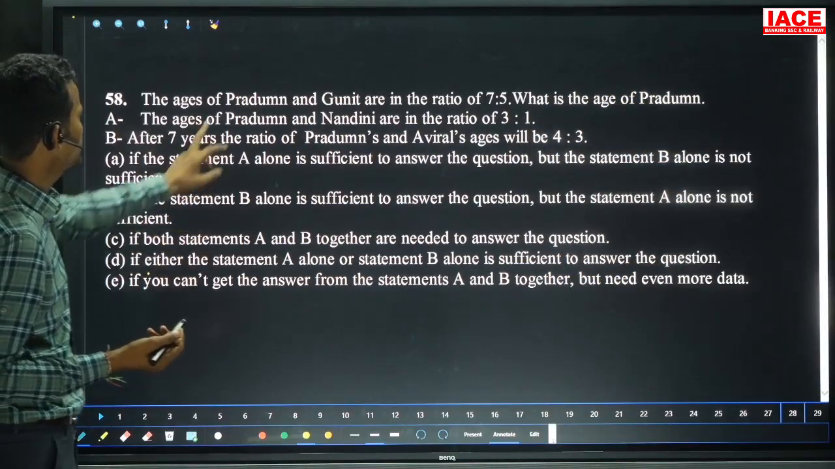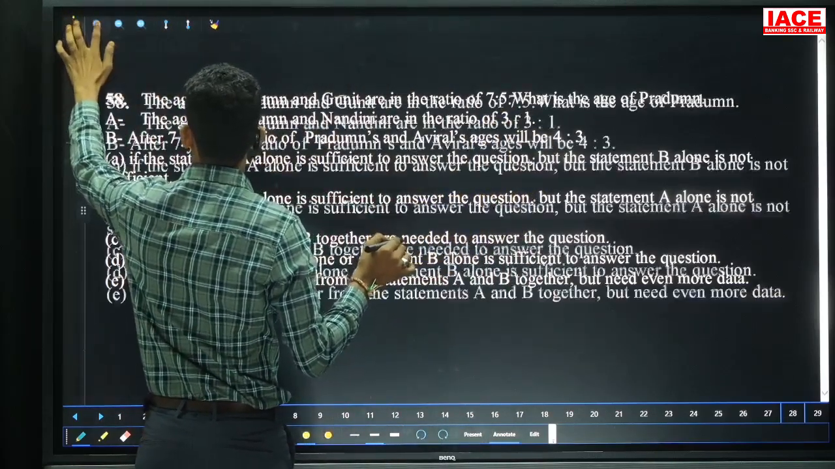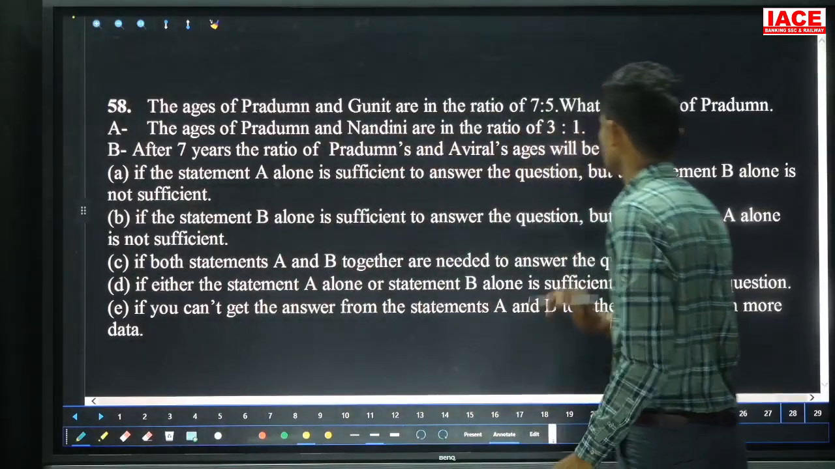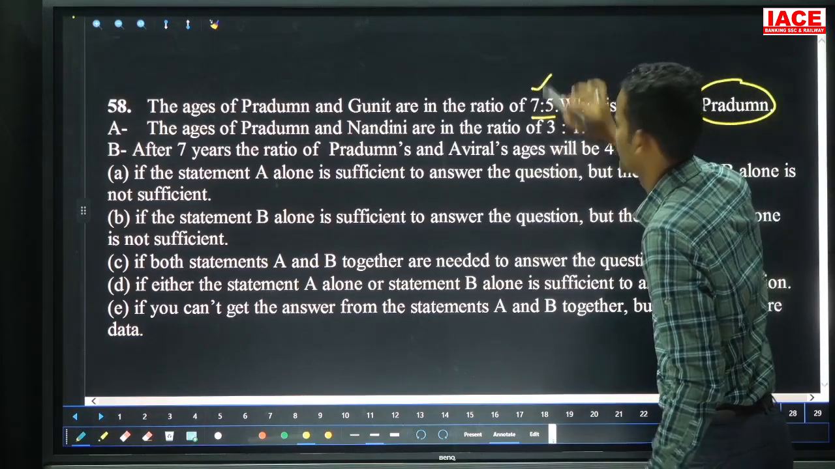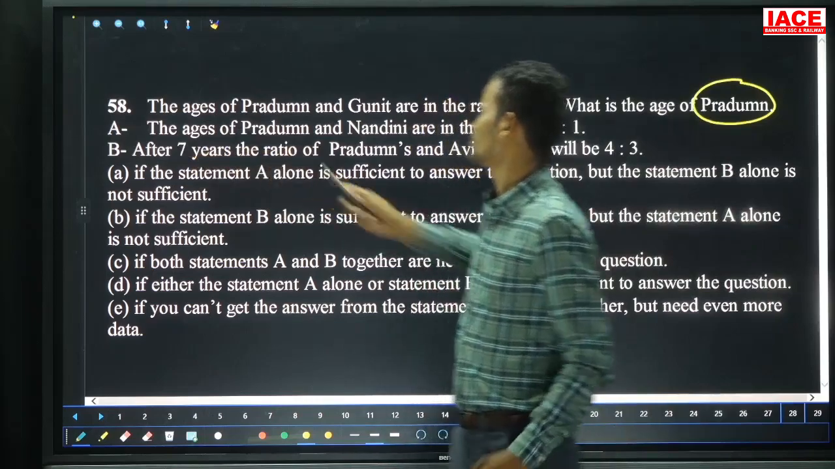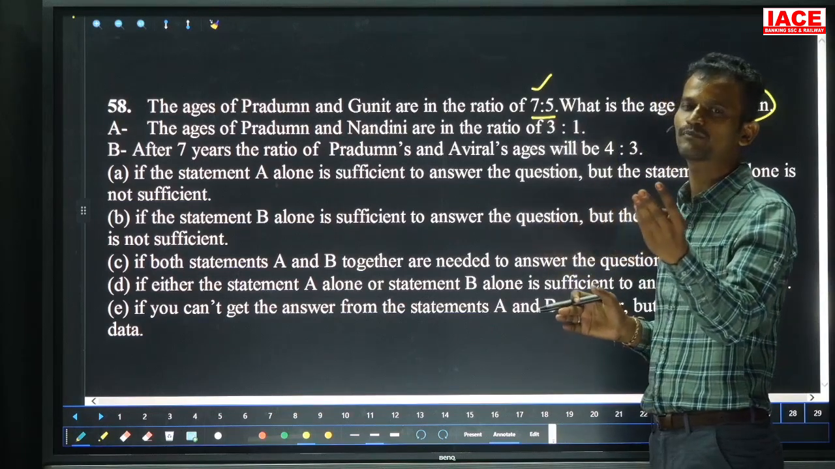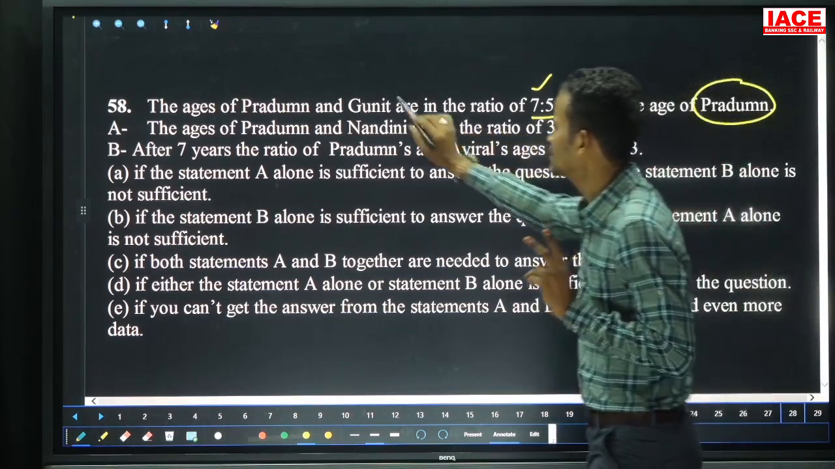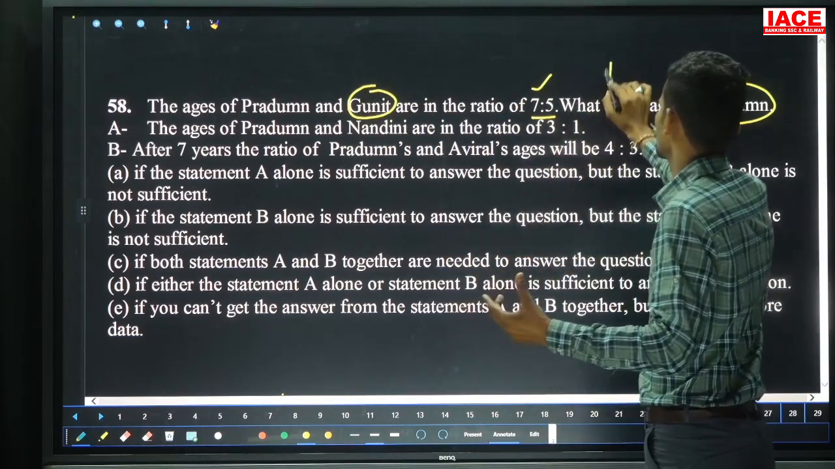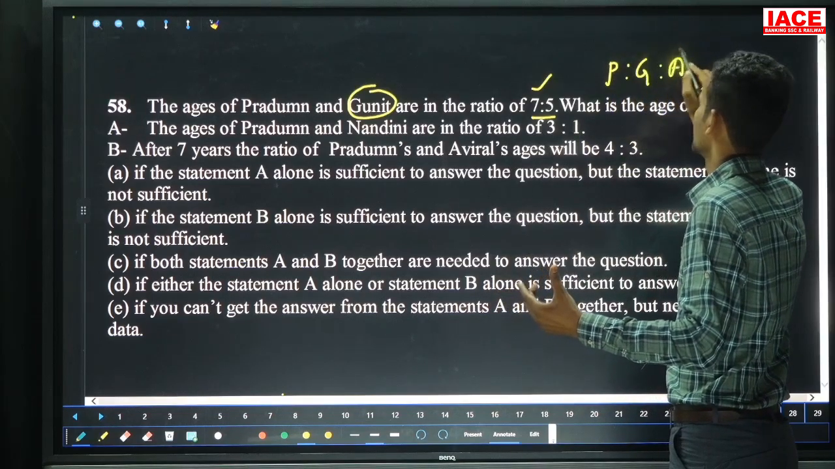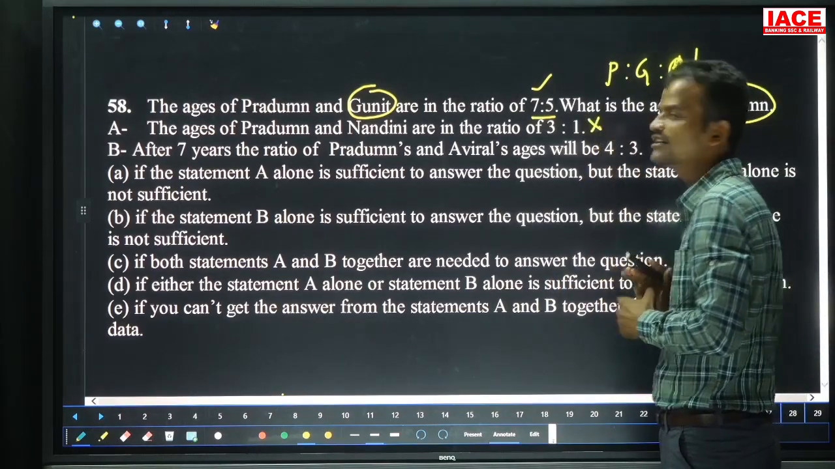What is the next question? The ages of Pradhuman and Gunit are in the ratio 7:5. I am zooming, wait. 7:5. What is the age of Pradhuman? I want to calculate Pradhuman's age. What is the first statement? The ages of Pradhuman and Nandini are in the ratio 3:1. In the first statement, they gave the ratio of Pradhuman and Nandini, not related to Gunit. So you cannot find out the common ratio of Pradhuman, Gunit and Nandini. Yes or no? Not able to find out the age of Pradhuman. That means this statement is not sufficient to give the answer.